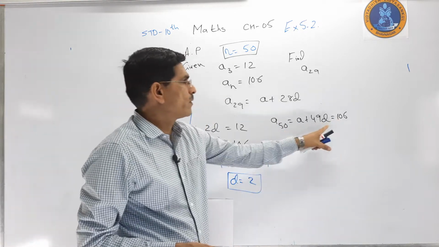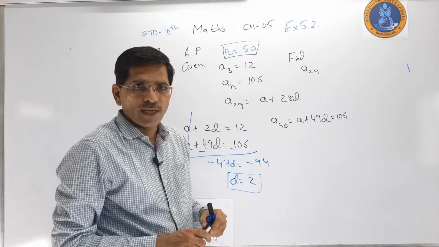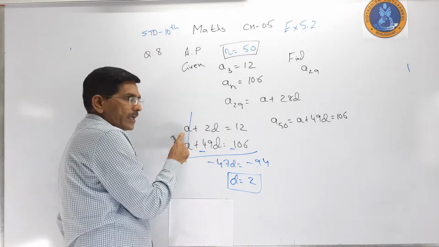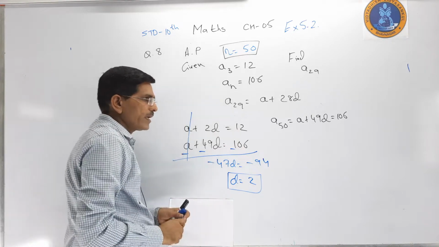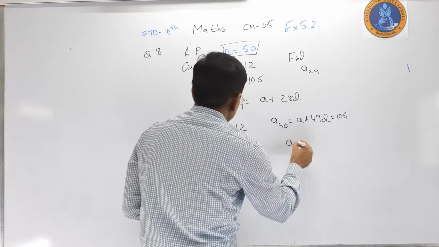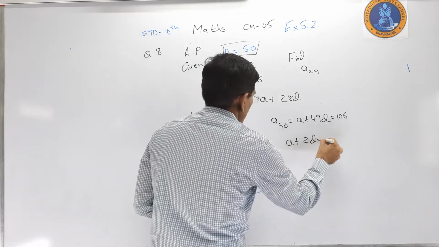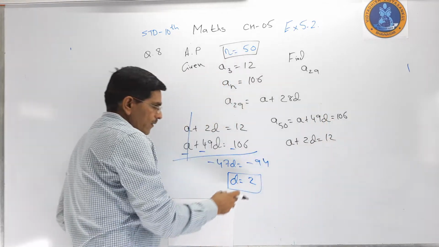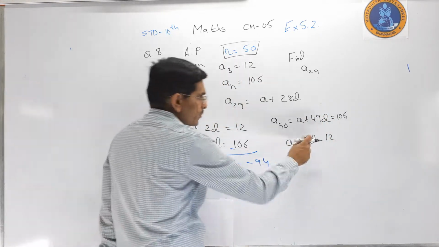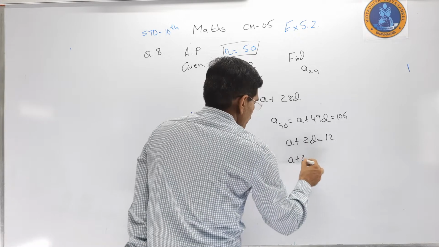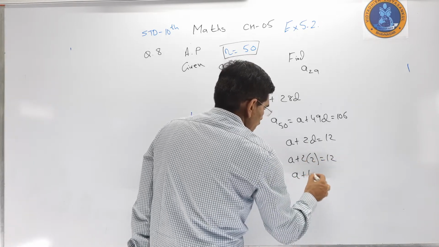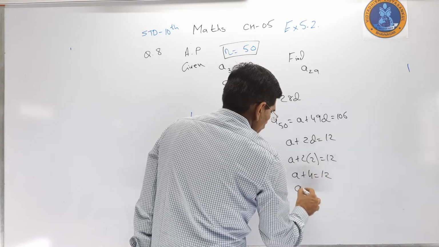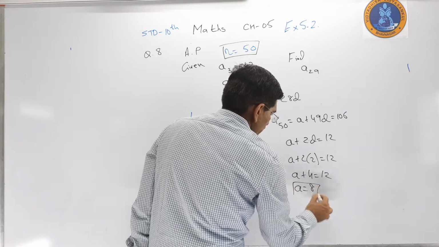Now D is equal to 2, then we can get the value of A. Or we put A plus 2D is equal to 12, we again get the value of A. So A plus 2D is equal to 12. Now I have to put the value of D is equal to 2. So A plus 2 into 2 is equal to 12. So A plus 4 is equal to 12. Therefore A is equal to 8.